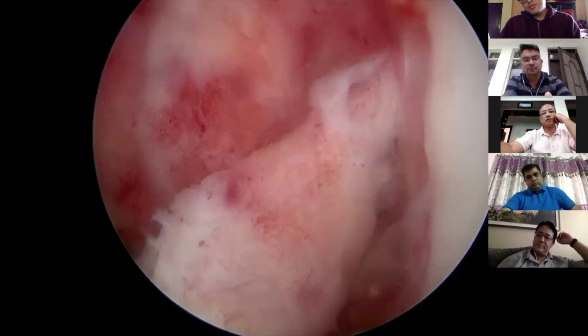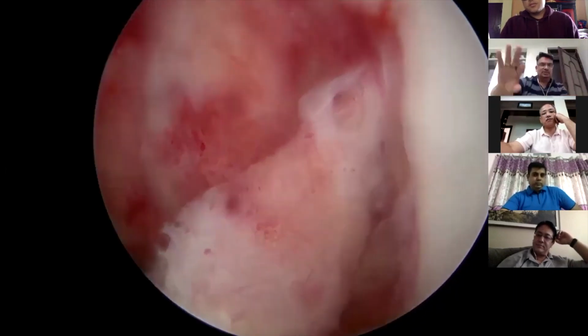You can just use your probe or some structure just to lift it so that you can go behind the ACL, see the over-the-top position, and place your tunnel there.